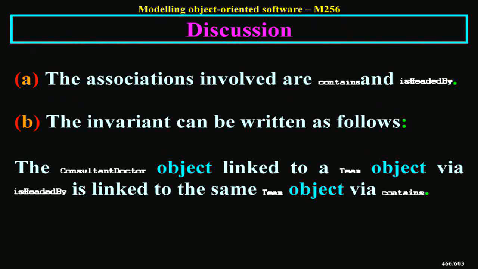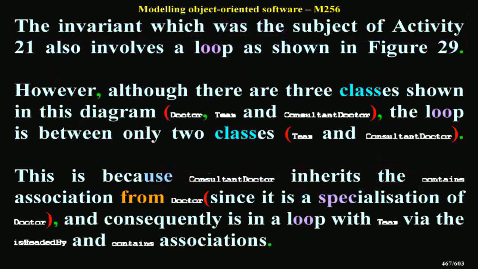Discussion. The associations involved are and. B. The invariant can be written as follows. The object linked to an object via is linked to the same object via. The invariant which was the subject of Activity 21 also involves a loop as shown in Figure 29.